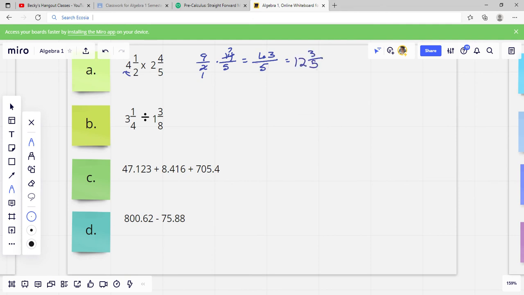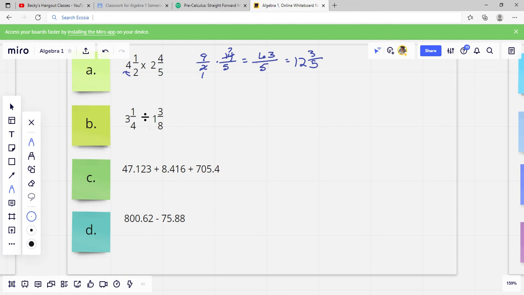Let me double check in my answer key and make sure I did that right. One second. Lesson 4. Okay, and 12 3/5. Yep.